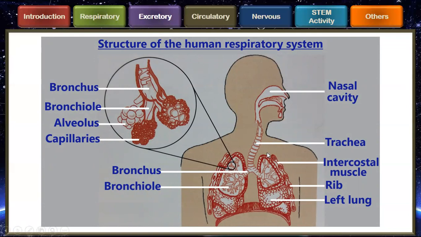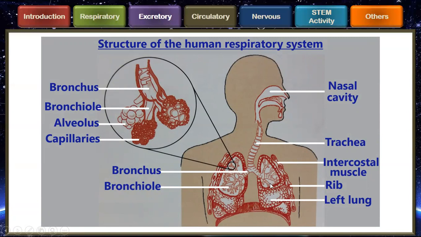We also have the trachea. The trachea is here, the long tube. It goes to these two smaller tubes, which are called bronchus if it is one, and if it is two, then bronchi. Then it passes through even smaller tubes, which are called bronchioles. When it is one, bronchiole. We also have the ribs, and the intercostal muscles. Those muscles are in between the ribs, the left lung and the right lung.